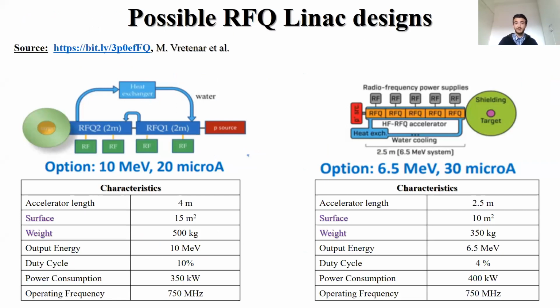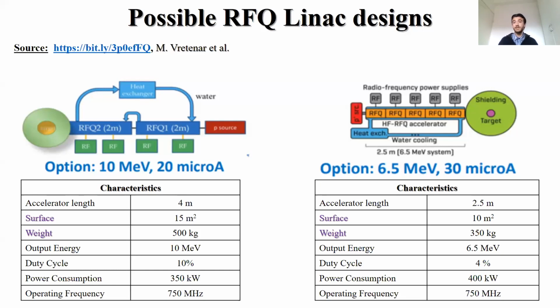Two possible Linac designs can be seen in this slide. You can see on the first one, on the left-hand side, we're combining two RFQs together with some RF amplifiers. And this Linac system can reach energies up to 10 megaelectronvolt for a beam current of 20 microamperes and a duty cycle of 10%, reaching a length of 4 meters.